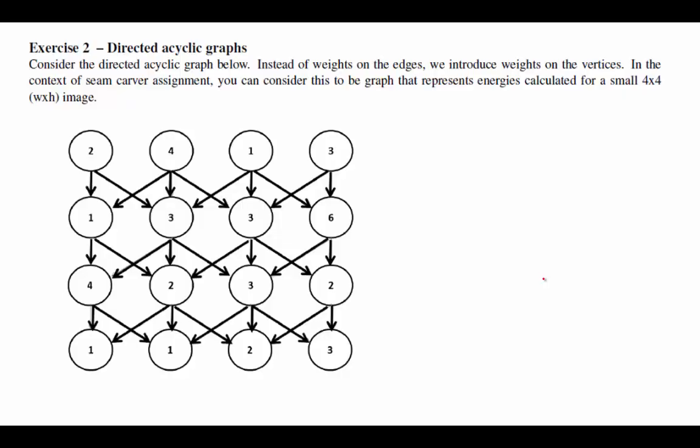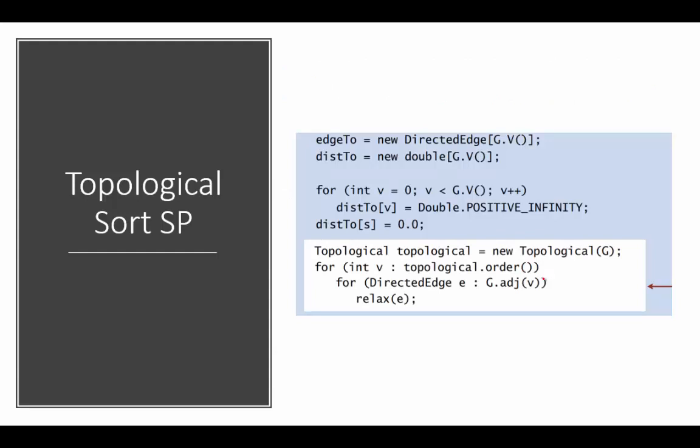Okay, so exercise 2 was about DAGs, or directed acyclic graphs. If you have a directed acyclic graph, we can find the shortest path using a topological sort idea. That means we find the topological sort and we go in that order and try to relax things. So what do we mean by that?